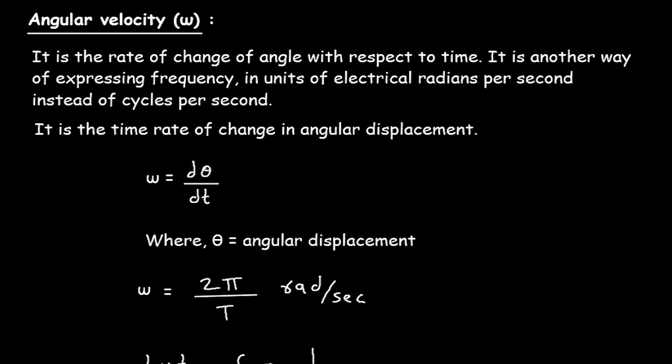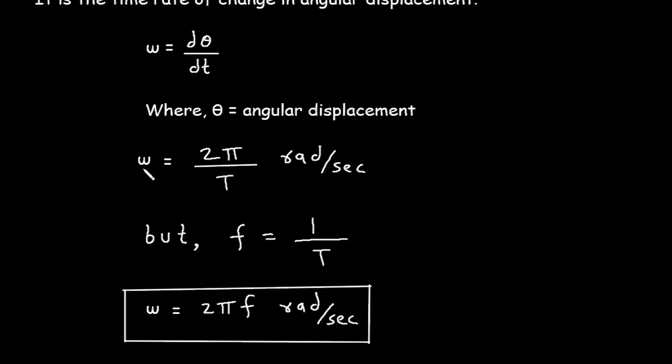Now, omega is equal to 2 pi by capital T. So this is the formula for angular frequency, 2 pi by T radian per second. But we know that frequency is equal to 1 upon T, because frequency is the number of cycles completed in 1 second. So f is equal to 1 upon T. Now if we replace this 1 upon T by f, then we get omega is equal to 2 pi f radian per second.